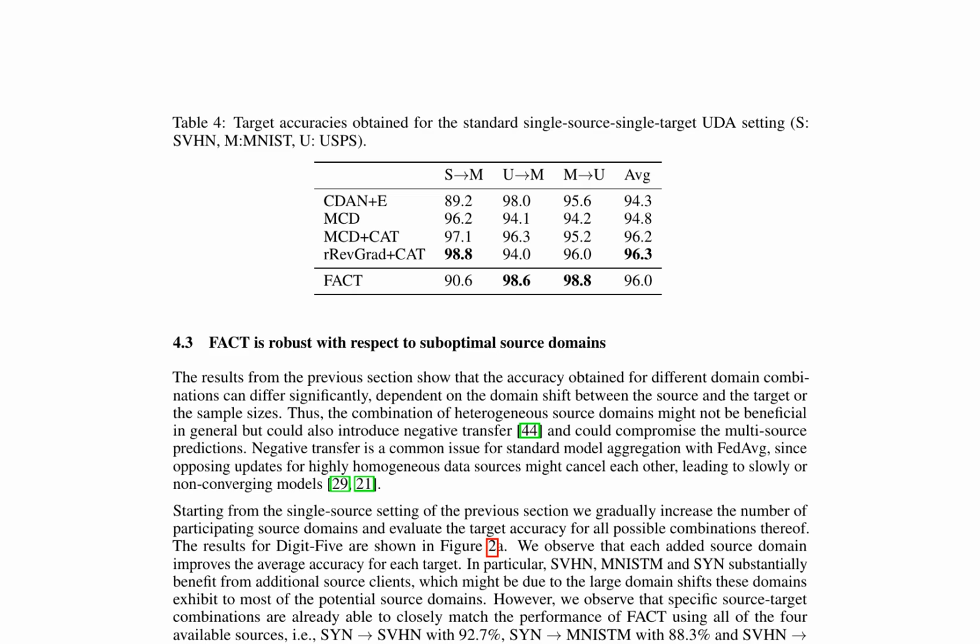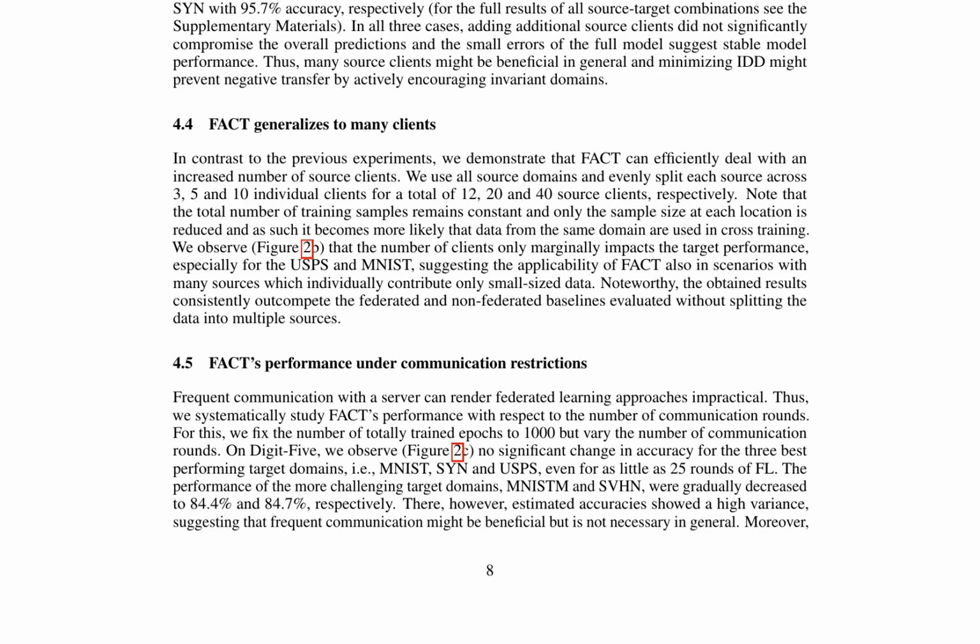Moreover, the authors demonstrate the robustness of FACT with respect to suboptimal source domains and its ability to handle a large number of clients efficiently. They show that adding more source clients does not significantly impact the target performance, suggesting the applicability of FACT in scenarios with many sources. Additionally, they study the performance of FACT under communication restrictions, observing that the accuracy remains stable even with as few as 25 rounds of communication, although the performance of more challenging target domains decreases gradually.